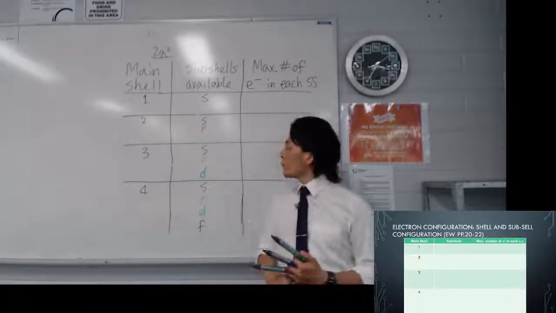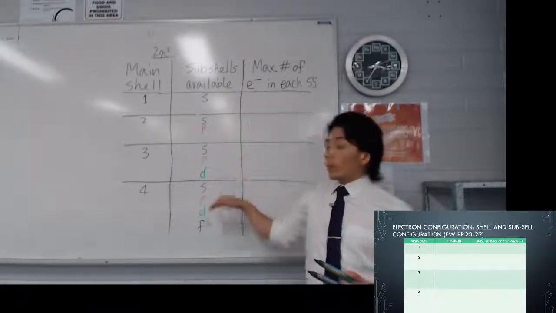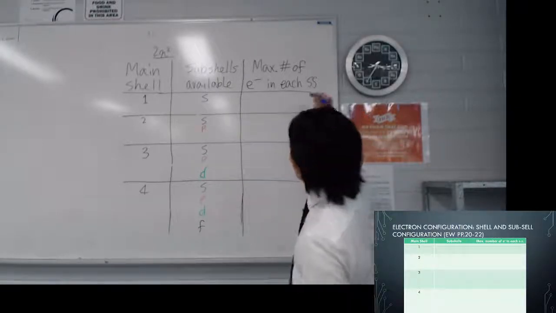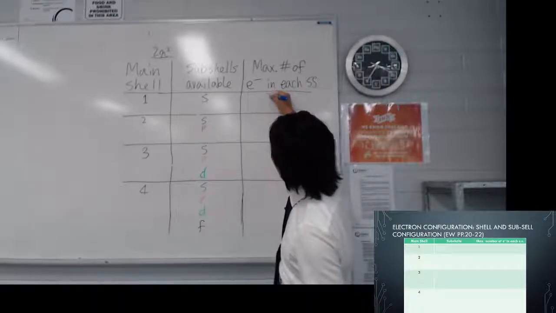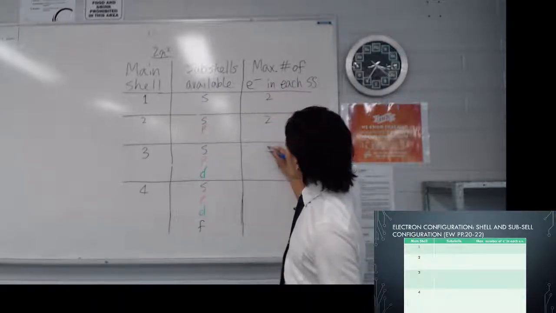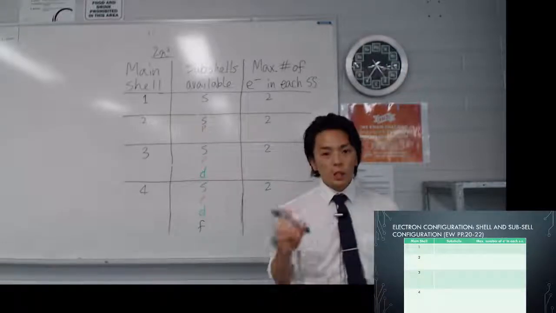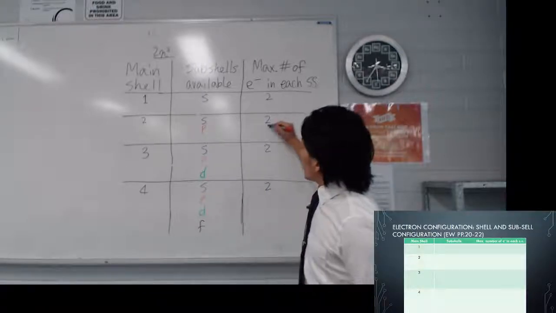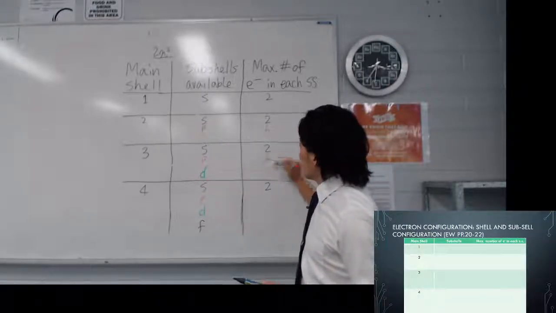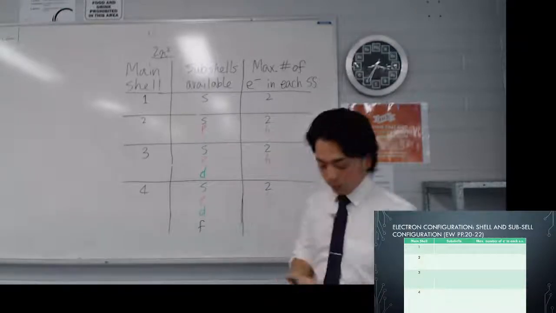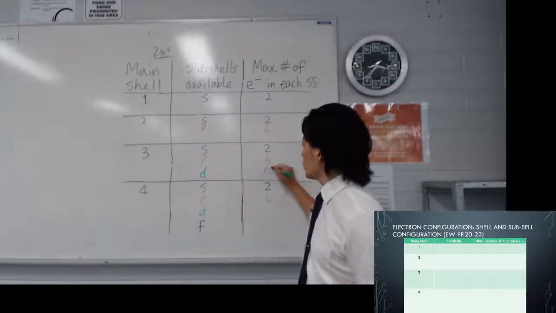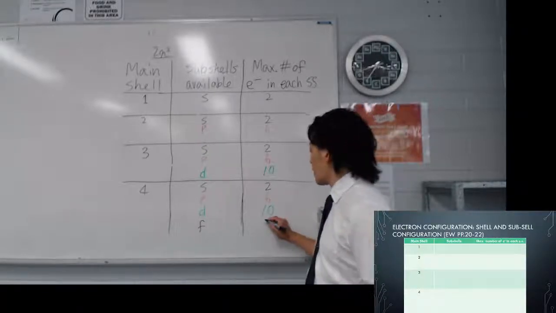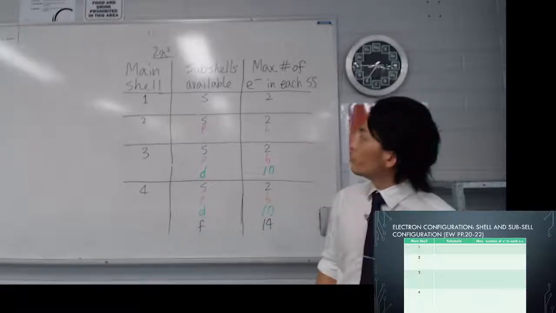and F. Now, all the S subshells can have up to 2 electrons. So that's the maximum number of electrons available for S shells. So 2, 2, 2, 2. So S shell can only have up to 2. P block can have up to 6 electrons. D subshell can have up to 10. And F is going to be 14.